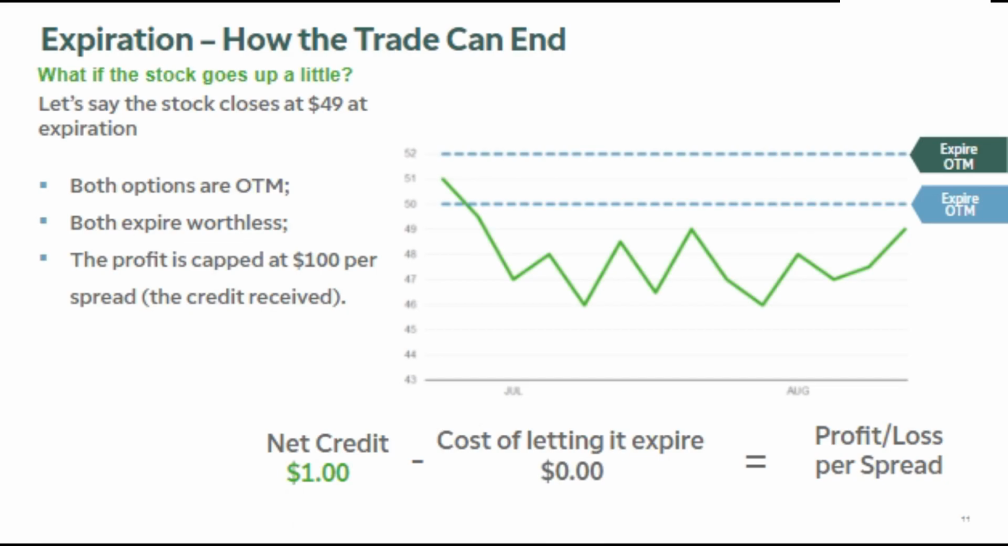Think about how great this is. We were in a trade where the stock was trading at a certain point and we sold the 50/52 spread, which means we wanted the stock to just stay below 50. It's a neutral position and a little bearish. We want the stock to go down or stay where it is. Well, we were wrong. It didn't go down. It didn't stay where it is.